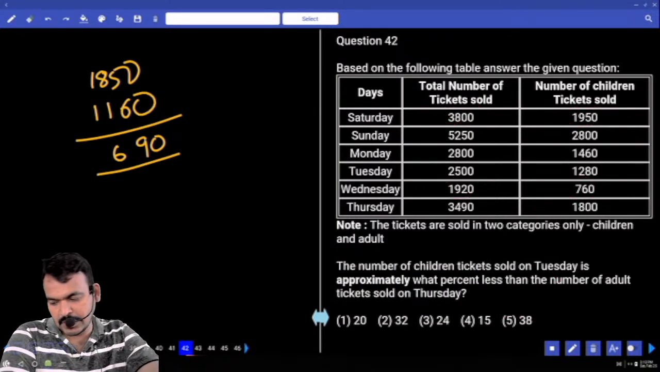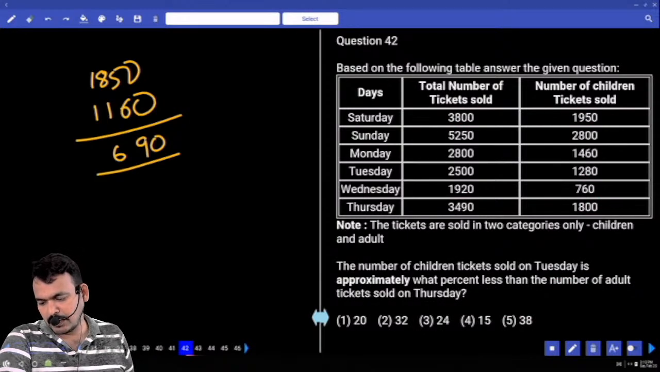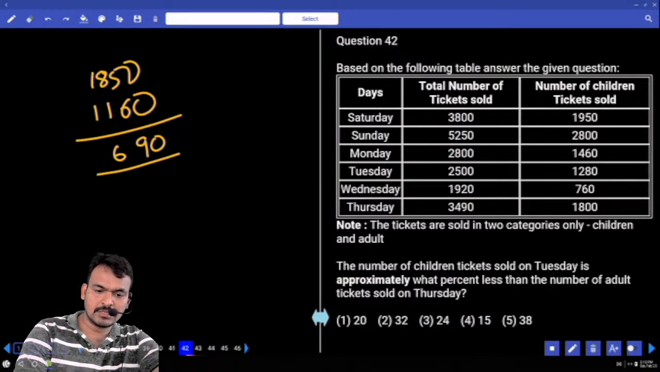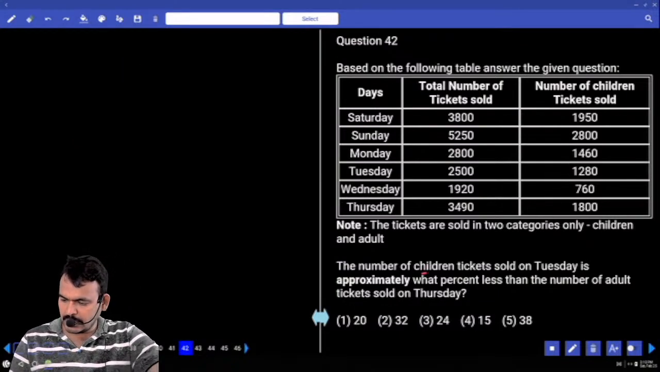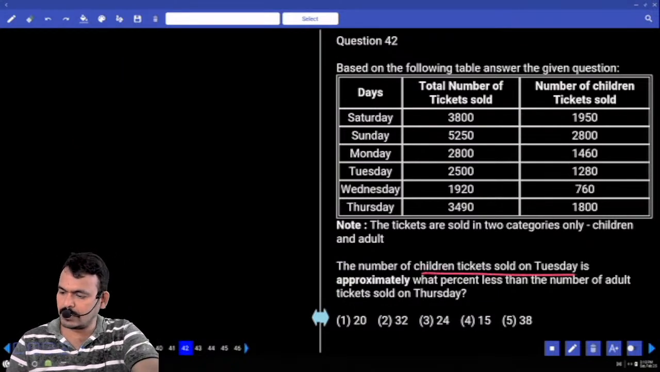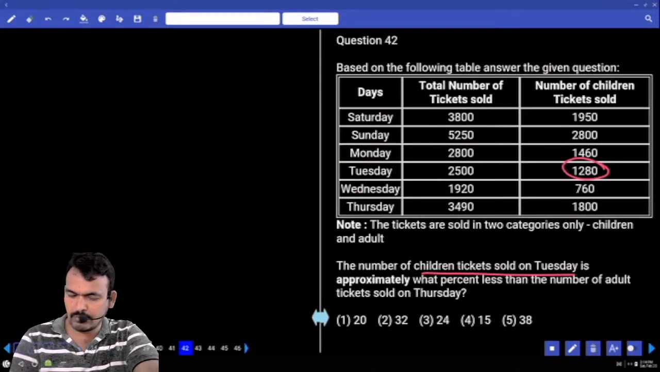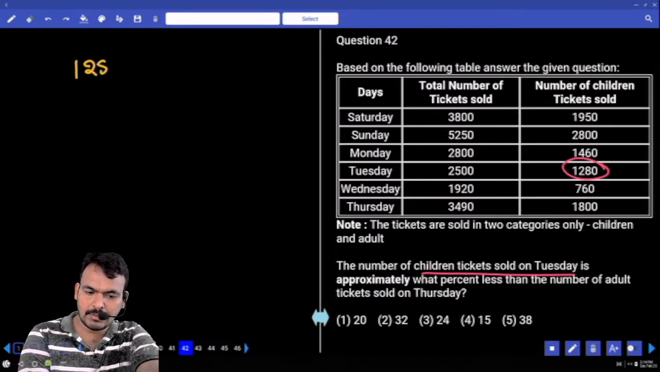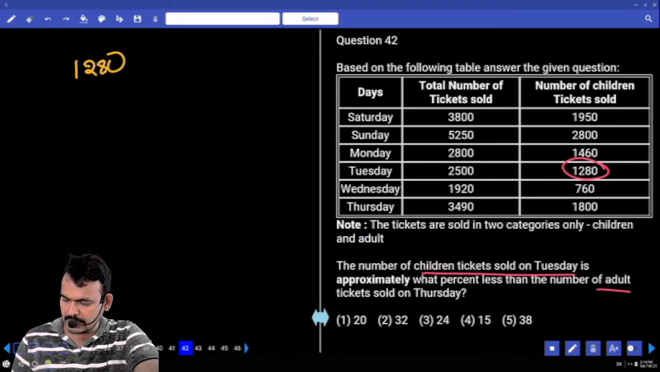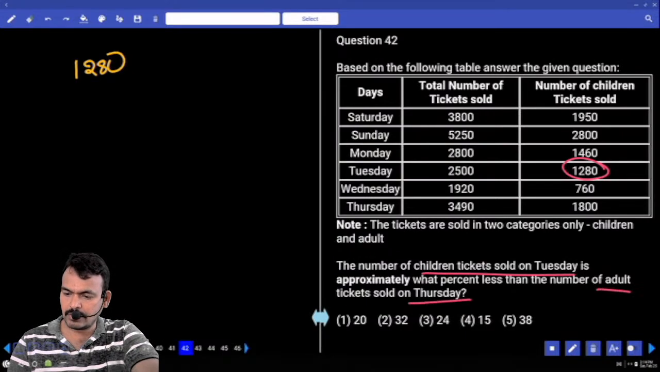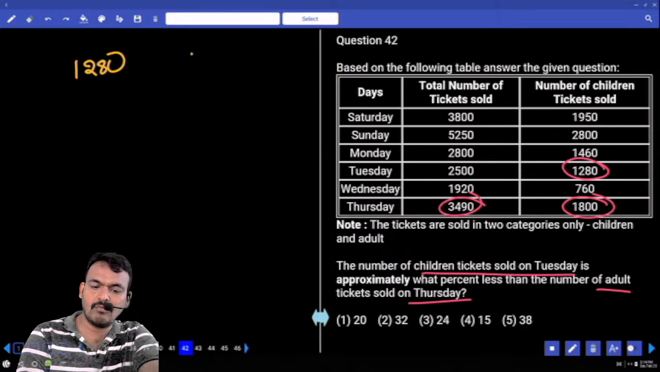Next, question number 42. The number of children tickets sold on Tuesday is approximately what percent less than the number of adult tickets sold on Thursday? Okay. What are the children tickets on Tuesday? 1280. It is compared to adult tickets on Thursday. Total Thursday tickets 3490. In that, 1800 are children. What are the remaining? 1690. Okay.